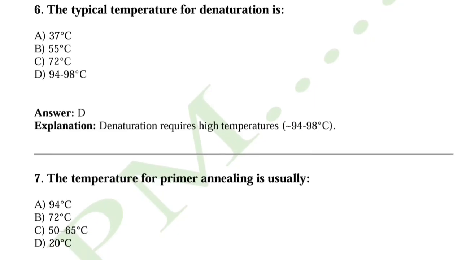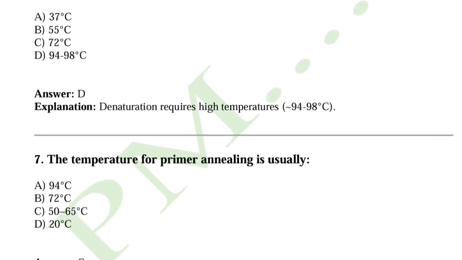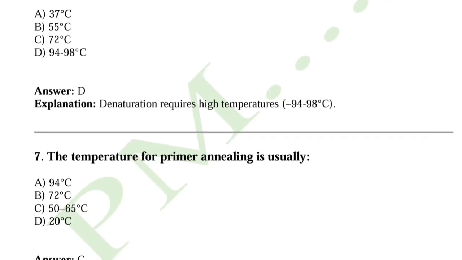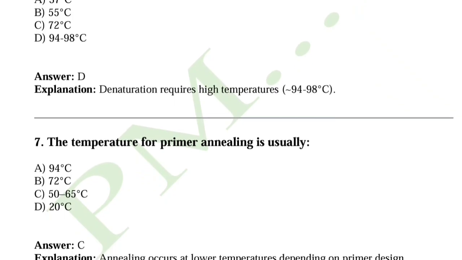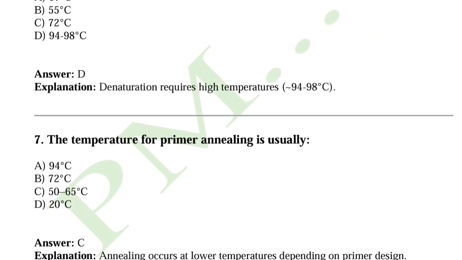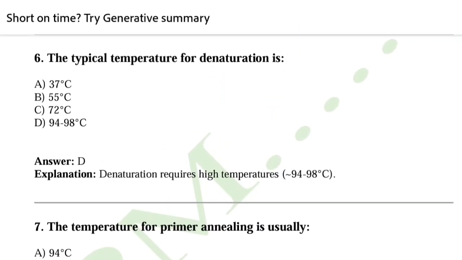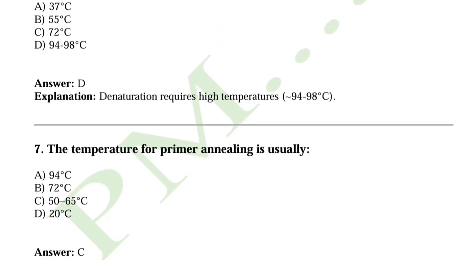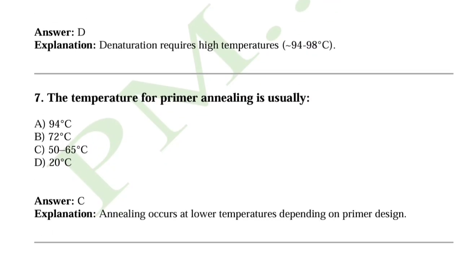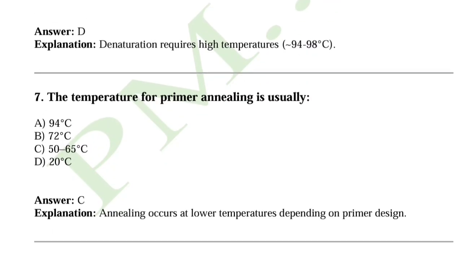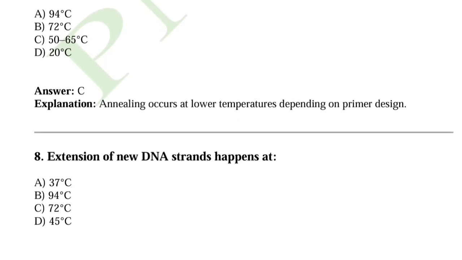Okay, then question number 7. The temperature of primer annealing is usually. So the temperature for primer annealing is usually 50 to 65 degrees Celsius. Okay, so the temperature for denaturation is 94 to 98, and the temperature for primer annealing is somewhat lower, depending on the primer design, that is 50 to 65 degrees Celsius.